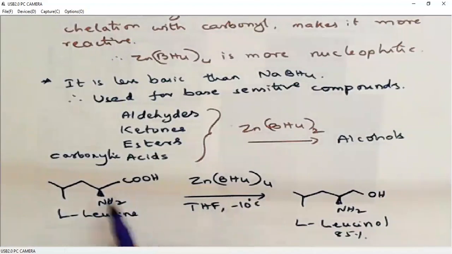Carboxylic acid is the functional group which is undergoing reduction with zinc borohydride. Okay, the amine will not undergo any reduction.